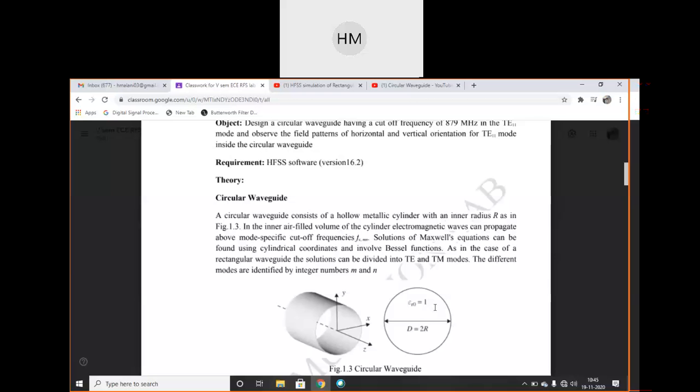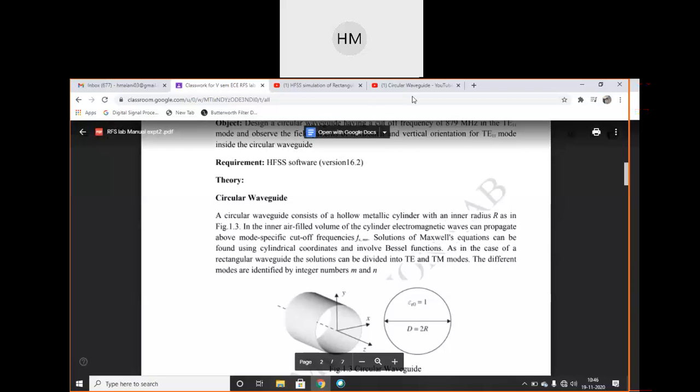The different modes are identified by the integer numbers M and N. Okay, so M is 1, N is 0, so it is 1 0 mode. If M is 0, N is 1, that is 0 1 mode, which is the fundamental mode of the system. Is it audible to all?